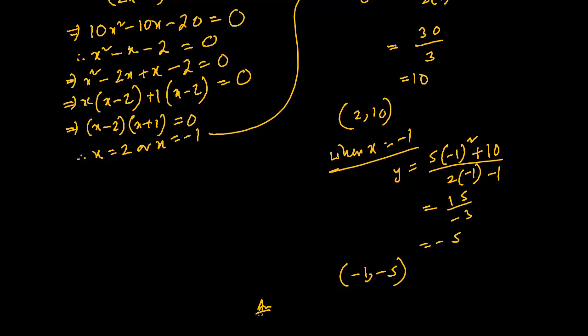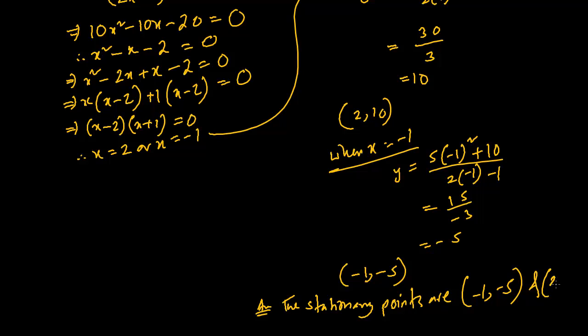So let's restate the answer. The turning points, stationary, since they use stationary point, I'm writing it. Stationary points are minus 1, minus 5, and 2, 10.